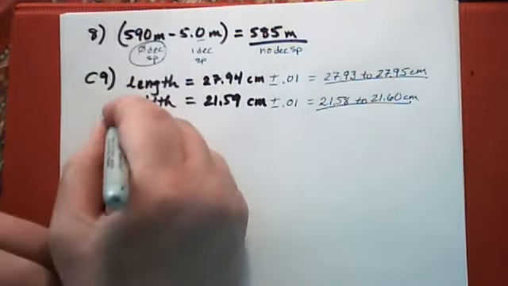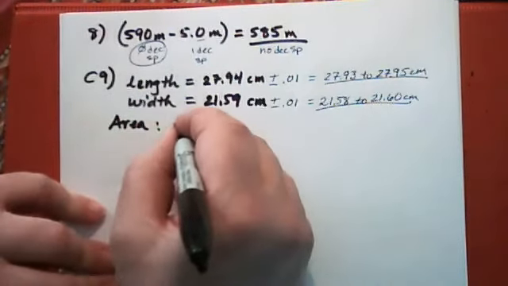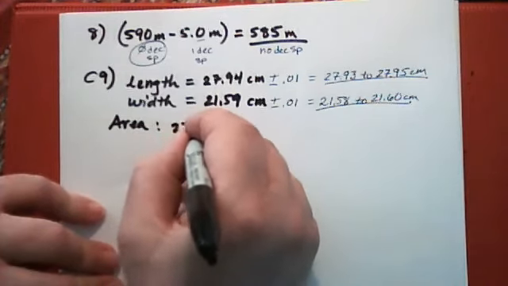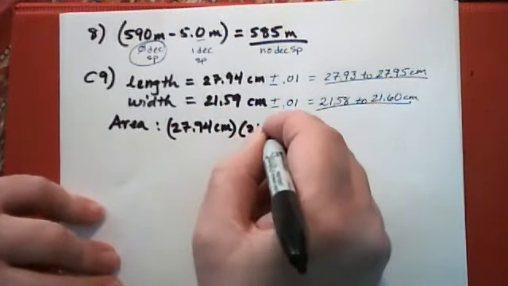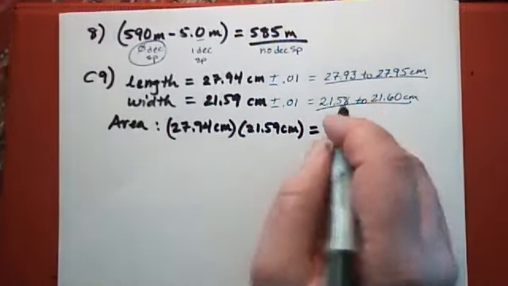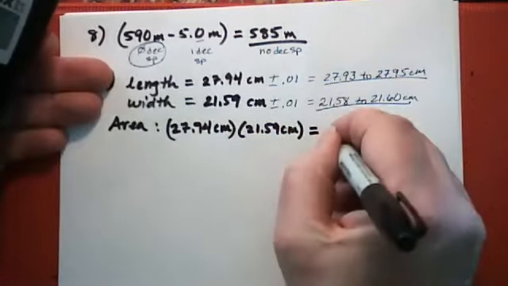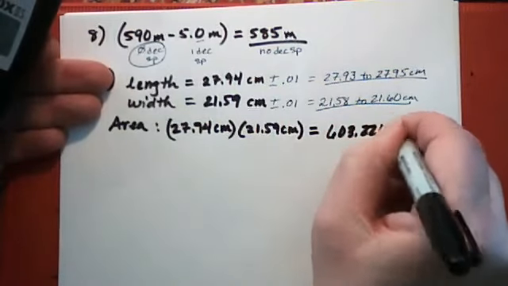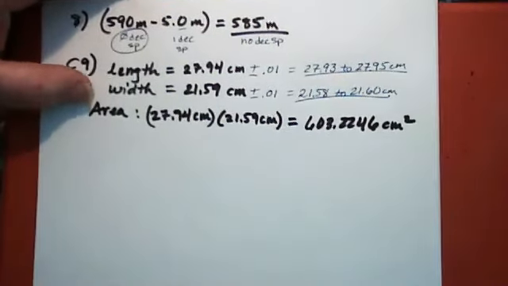The area of the sheet of paper would be length times width. That's 27.94 centimeters times 21.59 centimeters, which comes out to, let's see what it comes out to fully when you put it in the calculator. 27.94 times 21.59 gives you 603.2246 square centimeters.